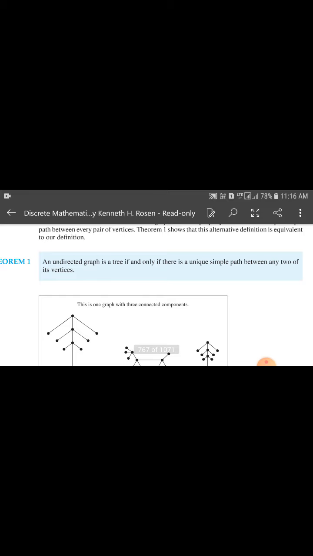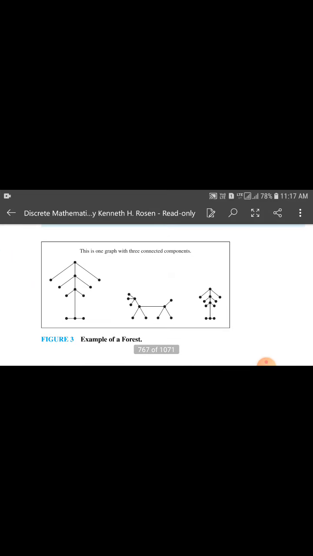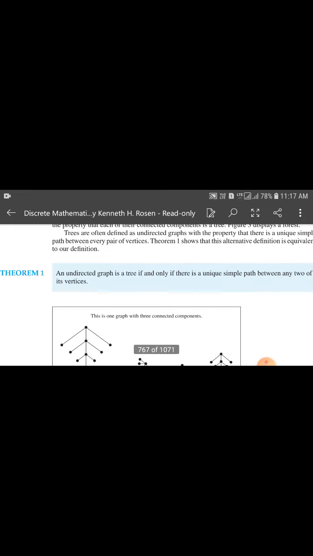Okay, now coming to the next one: an undirected graph is a tree if and only if there is a unique simple path between any two of its vertices. If you observe in a tree, simply we can check whether this is a tree or not. You can take any two vertices from the graph, then there should be a unique path between those two vertices, then we will call it a tree.